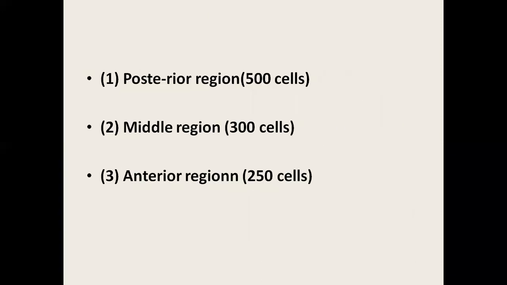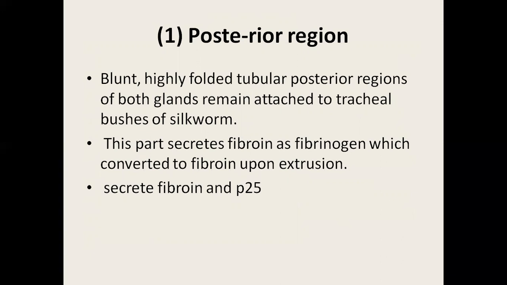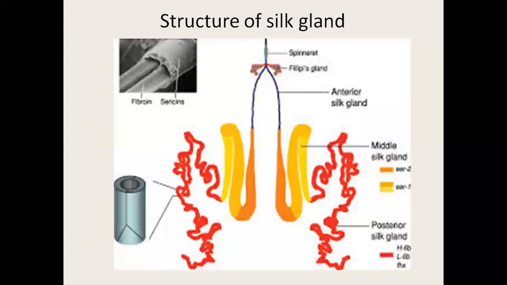So these are the three parts of the silk gland: posterior region, middle region, and anterior region. The posterior region has 500 cells, the middle region 300 cells, and the anterior region 250 cells. The posterior region is a highly folded tubular region, with both glands remaining attached to the tracheal bushes of the silkworm.